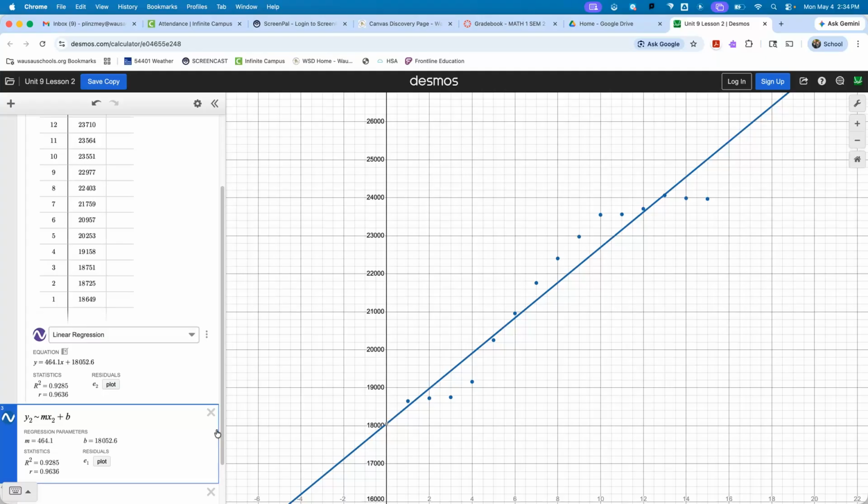Yeah. Okay? All right? Now, obviously using the technology is going to be more accurate in terms of your lines of best fit, your prediction equations, etc. But you can also still do it by hand.